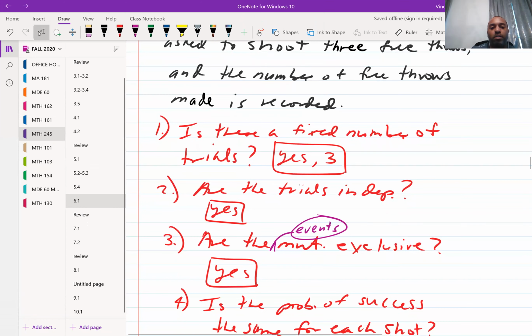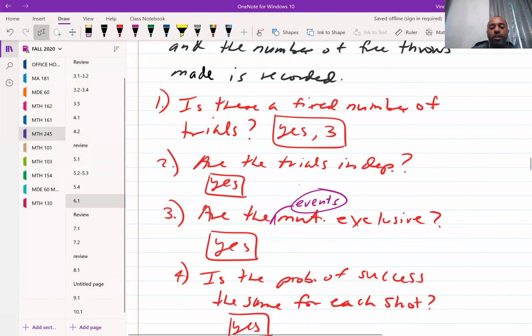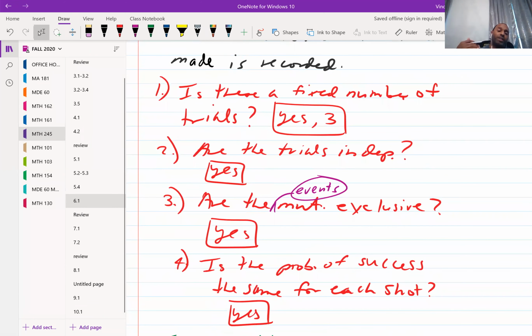And is the probability of success the same for each shot? The answer is yes. This person is an 80% free throw shooter. Missing one shot is not going to change that person's historic percentage. So if all throughout his or her career, he or she was an 80% free throw shooter, missing a shot doesn't change that. There's still an 80% chance that that person is going to make the shot.